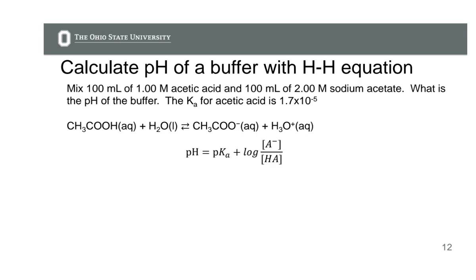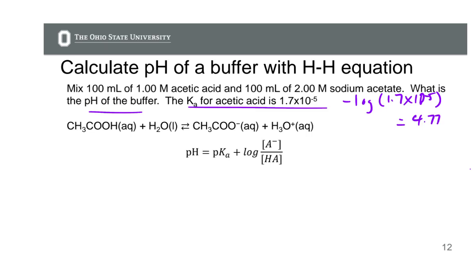Okay, let's quickly do one problem. We're going to take 100 milliliters of 1 molar acetic acid, and 100 milliliters of 2 molar sodium acetate, and we want to calculate the pH of the buffer. We have the Ka. From that, we can take minus the log of the Ka to get the pKa. It is 4.77.